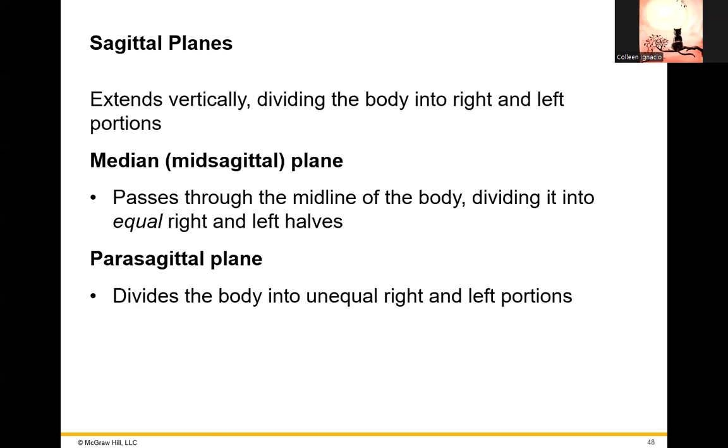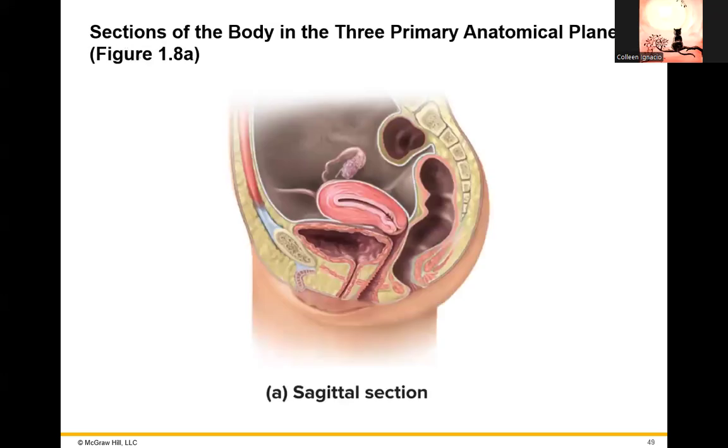Now, sagittal planes extend vertically, dividing the body into left and right portions. A median or mid-sagittal plane gives you equal left and right halves. A parasagittal plane gives unequal left and right halves or portions. And that's like the cookie that my daughter cut for me, right? I got the smaller portion, of course.